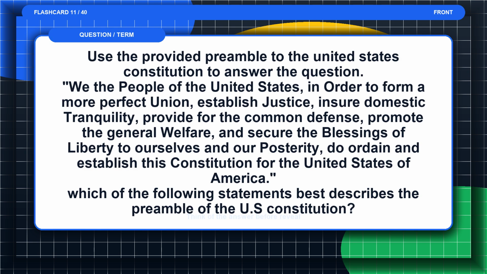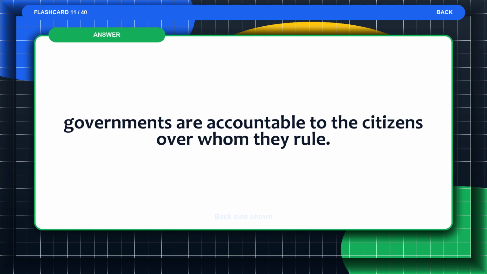Flashcard 11. Use the provided preamble to the United States Constitution to answer the question. We, the people of the United States, in order to form a more perfect union, establish justice, ensure domestic tranquility, provide for the common defense, promote the general welfare, and secure the blessings of liberty to ourselves and our posterity, do ordain and establish this Constitution for the United States of America. Which of the following statements best describes the preamble of the U.S. Constitution? Think of the answer before the reveal. The answer is governments are accountable to the citizens over whom they rule.